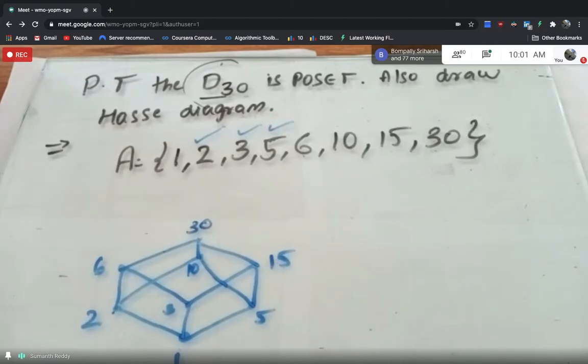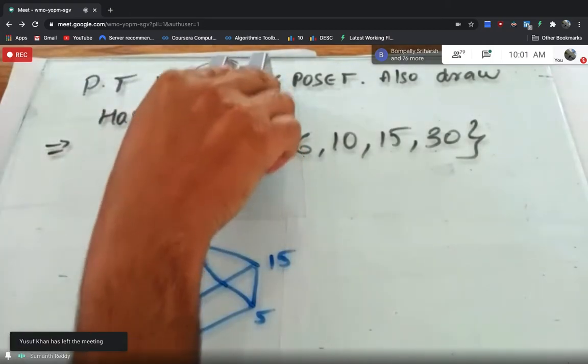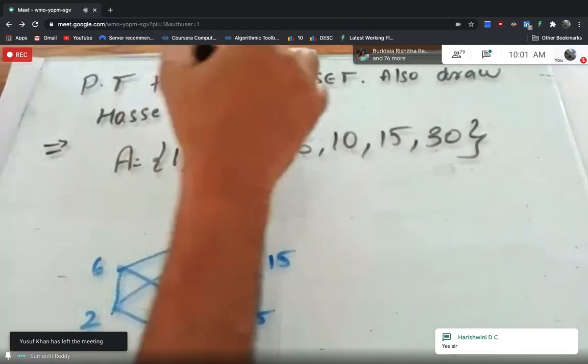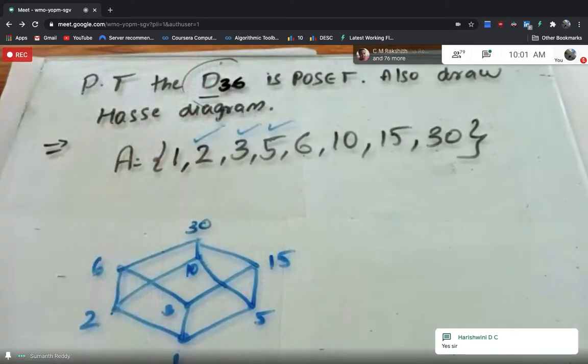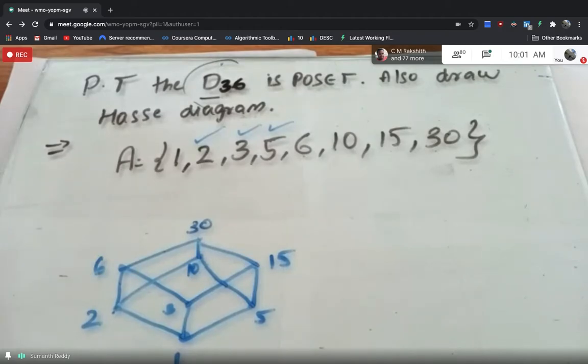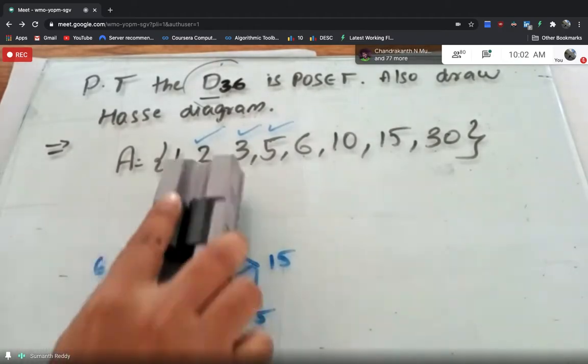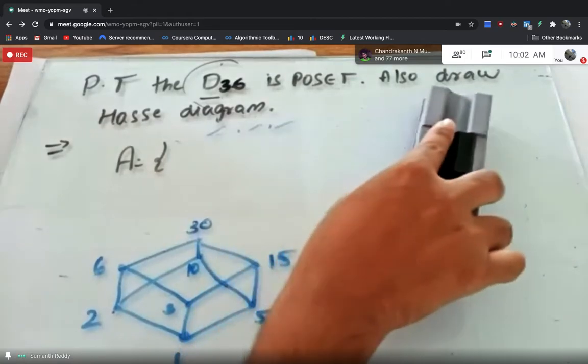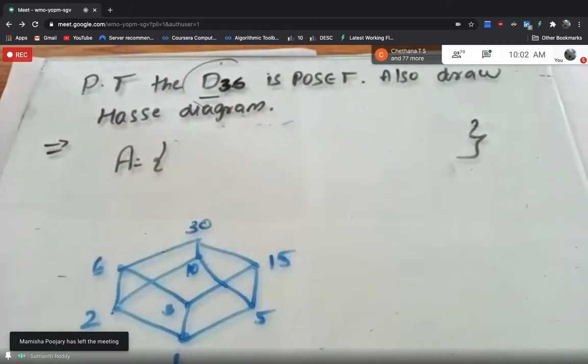Okay, very good. So now what you have to do is the same question, but instead of D30, now try for D36. When you are trying for D36, you should first tell me the set of elements, and later you try for the Hasse diagram. Students, you should write the set of elements and then try for the Hasse diagram. I'll give you 4 minutes, and later I'll solve. If you solve for this 36, you can solve any problem of this kind.